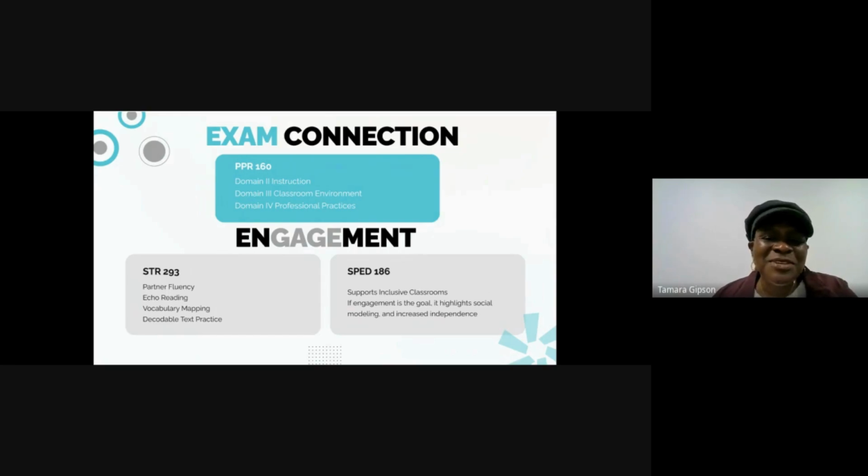And then lastly, very simplistically, for SPED 186, peer tutoring supports inclusive classrooms. It emphasizes access, adaptation, meaningful engagement with your students. And a test tip here is that peer tutoring is the correct answer anytime they're talking about a goal of engagement. If it's offered in your multiple choices, it's probably the winner, if they're talking about social modeling and increasing students' independence.